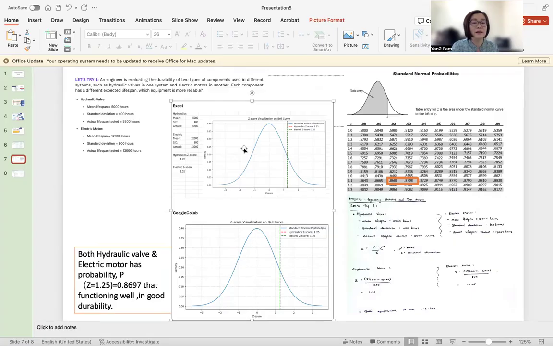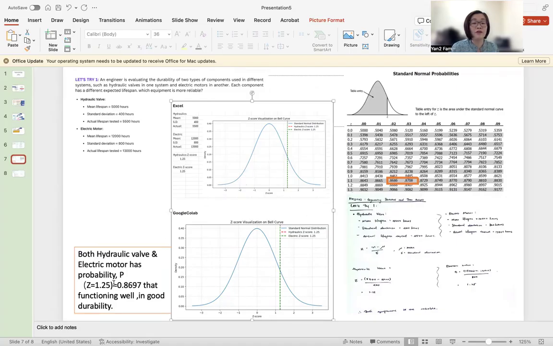Anyway, the point is you can show the graph and the z-score, the location. But what does the value mean? If you refer to the last slide, there is a graph of the standard normal probability. So the z-score is 1.25.